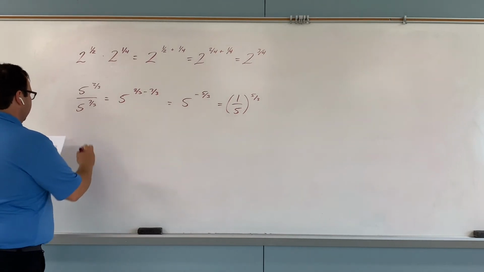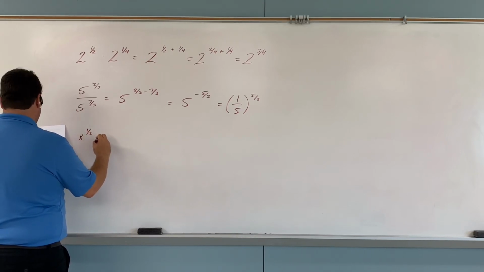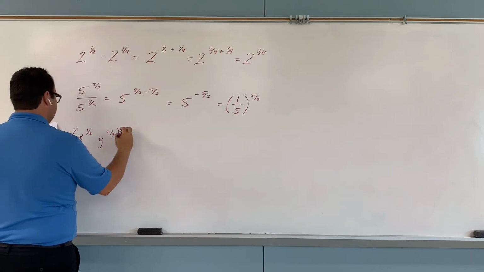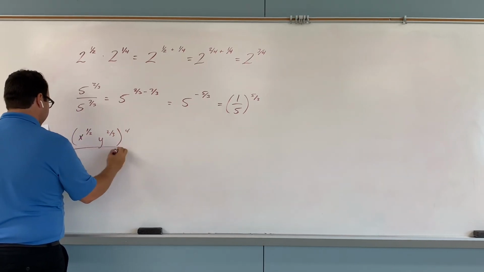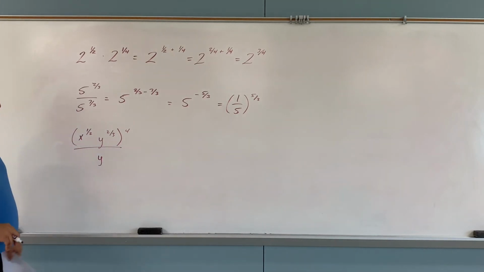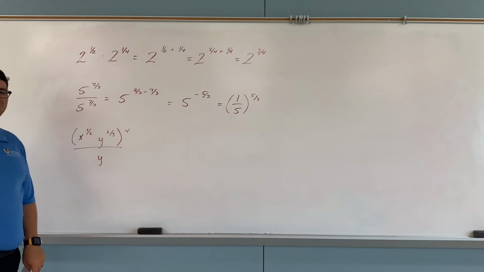All right, let's get a little more complicated. Let's put some variables in there. So I have x to the 1/2, y to the 2/3. This is all a base raised to the 4th power. And I am dividing everything by y. And you might be asking yourself why, and that's because it's a variable.